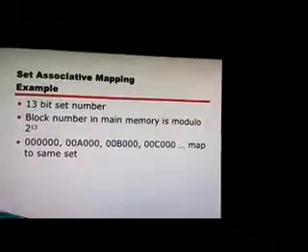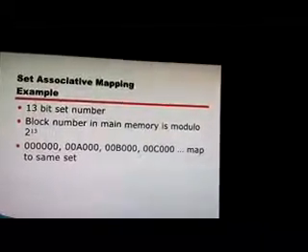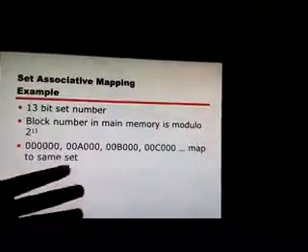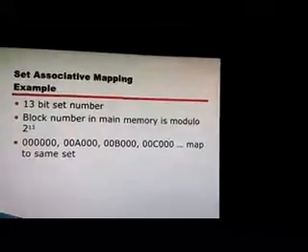Set associative mapping example. 13-bit set number. Block number in main memory is modulo 2 to the 13th power. As you can see, this shows the blocks that map to the same set.